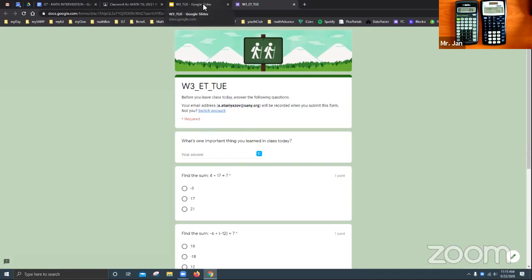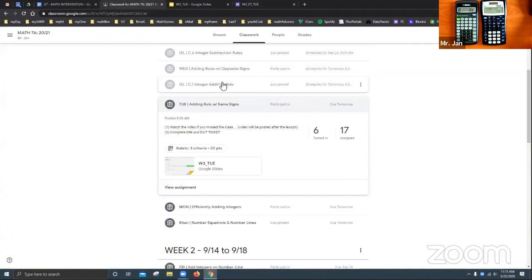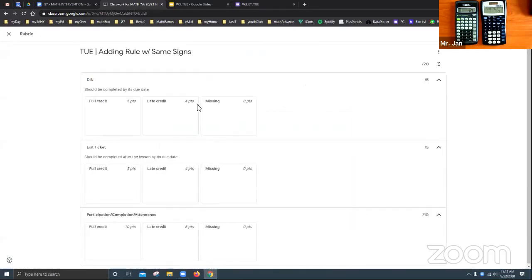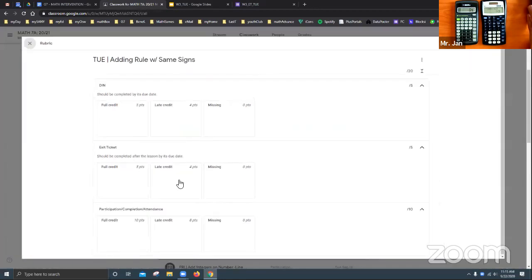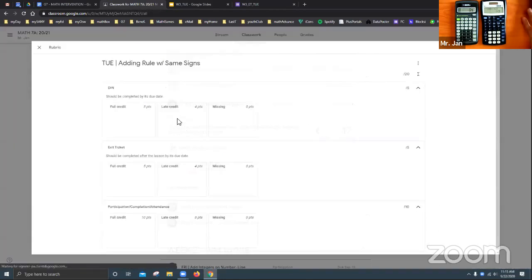By the way, I started to grade your assignments on Google Classroom. I know a lot of you participate in the Zoom sessions and attend very well, but you're missing your do nows and exit tickets, which means you're not getting full credit. This is how I grade with my class notes. If you click the rubric in each assignment, it's right here. It's going to tell you.